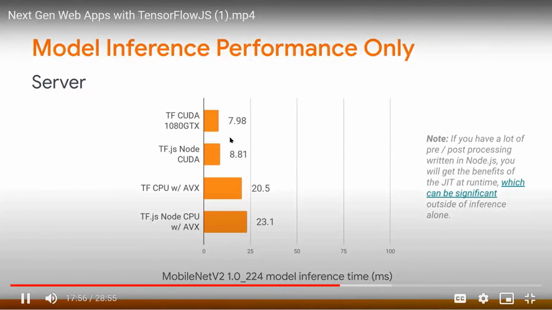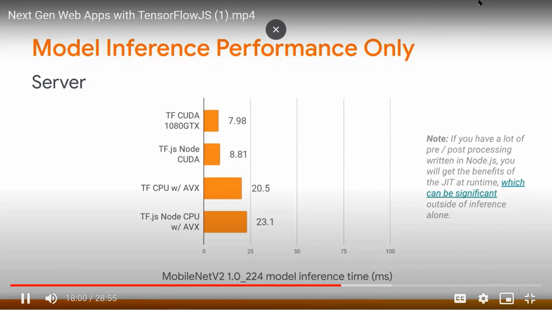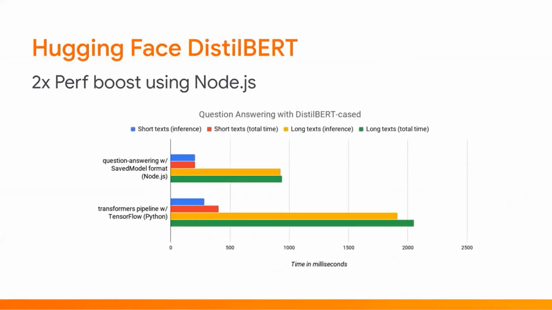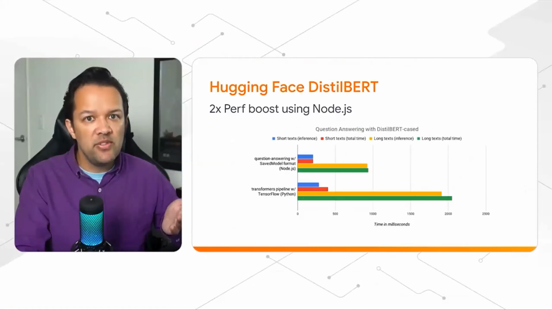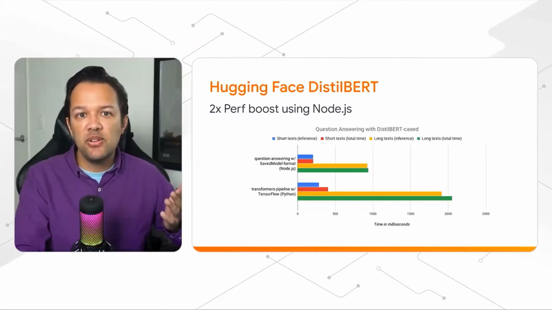However, if you have a lot of pre- or post-processing, then Node.js can leverage the just-in-time compiler of JavaScript to see a significant boost in speed over Python. Here, we can see how Hugging Face, who are well known for their natural language processing models, converted their DistilBERT implementation to Node.js. This resulted in a 2 times performance boost over their Python equivalent. So if performance is top of mind for you, you might want to give Node.js a try, especially if your end goal is to expose via a web API for Inference, which is very well suited for the Node.js environment.